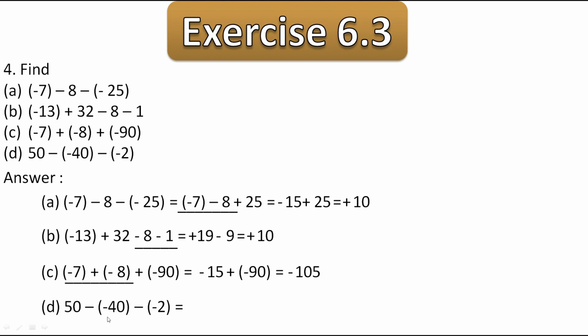50 minus of minus 40 minus of minus 2. Now let's change the signs first here. See, minus and minus, so this minus 40 will become plus 40. Now here minus 2 will become plus 2. Okay, now you all know how to solve this. You will get the answer as 92, and all of them have the plus sign, so the answer also will have the plus sign. Here exercise 6.3 ends.